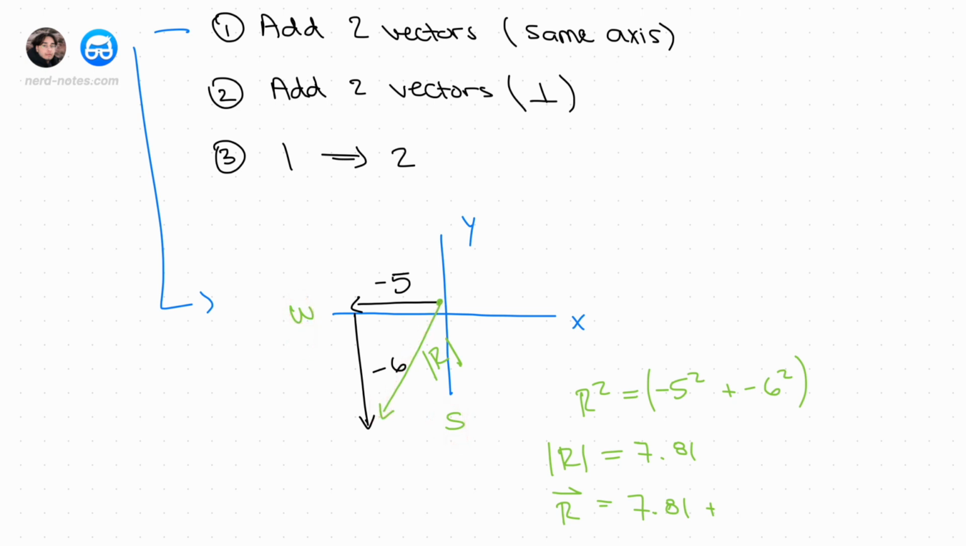Now that's an approximate direction. If we want to find an exact direction, we have to find an angle. Then we can say it's exactly this many degrees south of west. So how do we do that? It's actually pretty easy.